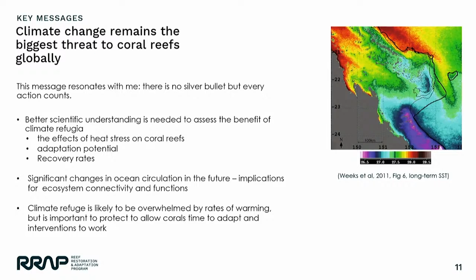And in our study, we did demonstrate there's significant changes in ocean circulation in the future. So there are implications for ecosystem connectivity and functions. And climate refugia is likely to be overwhelmed by rates of warming, but it can allow us time to adapt and for interventions to work, so it's important to protect it.